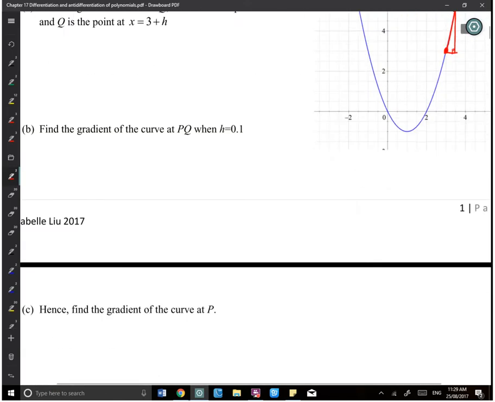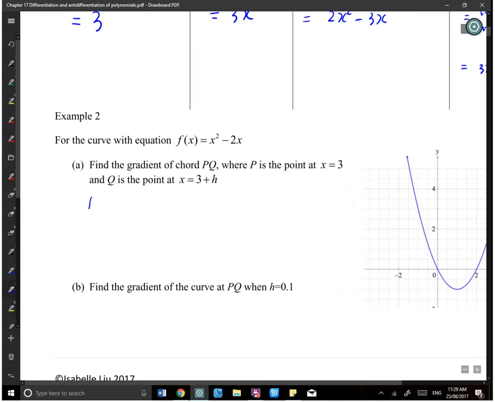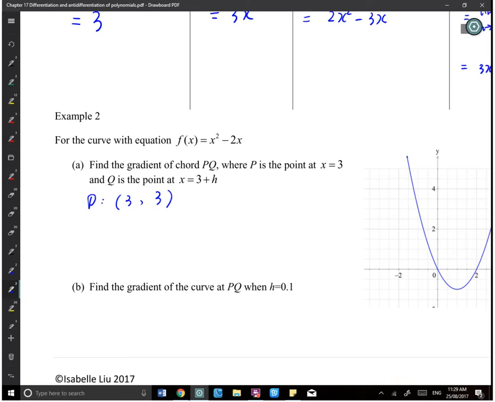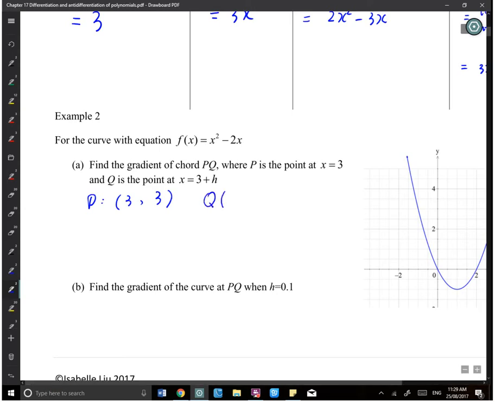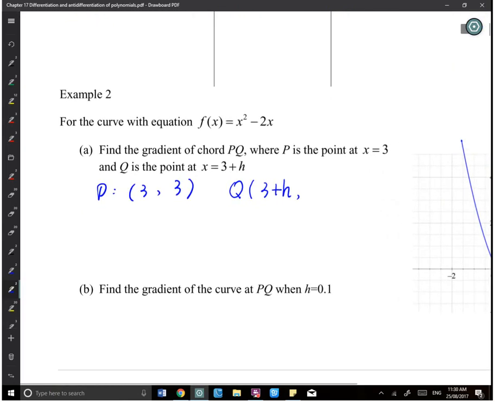So for the point P, we have 3, 3 squared minus 6, 9 minus 6 is 3. So the point P is at the coordinates 3 and 3. The coordinates of Q are very interesting. That's 3 plus h. What do you think the y value will be? If the x value is 3 plus h, what do you think the y value will be, in terms of h? If x is 3 plus h, in terms of h, what is the y value?